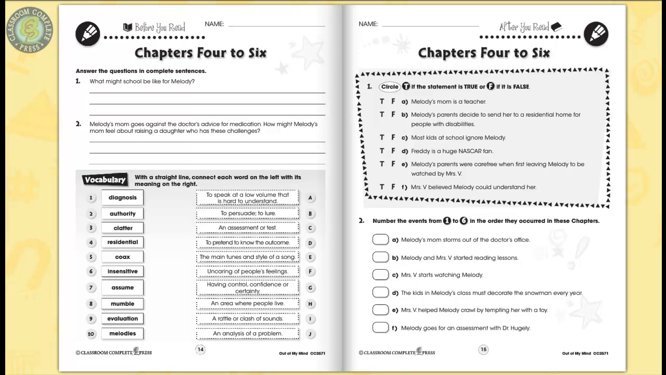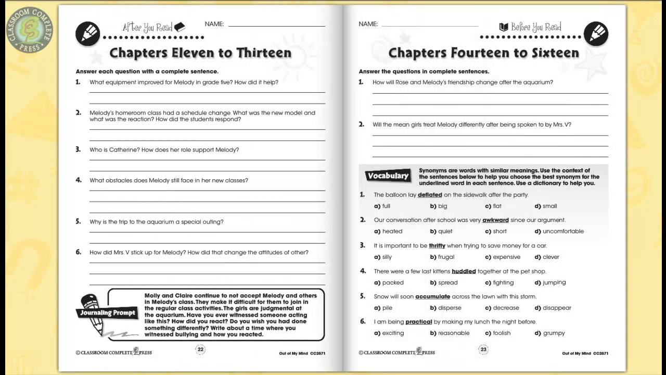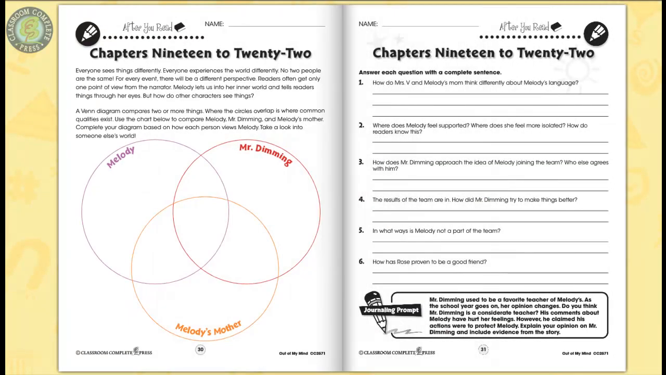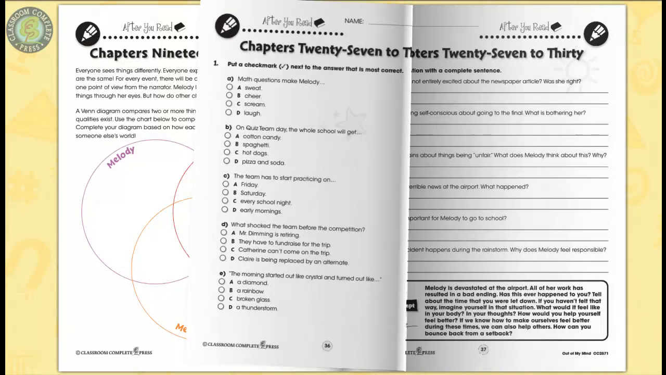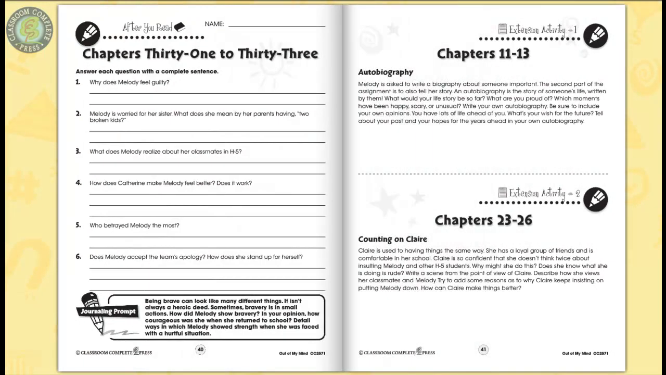Match key vocabulary words to their definitions. Describe Melody's reaction to a key model change in her classroom. Complete a Venn diagram comparing 3 key characters from the novel. Relive a time when you were let down like Melody was at the airport. 4 additional extension activities follow.